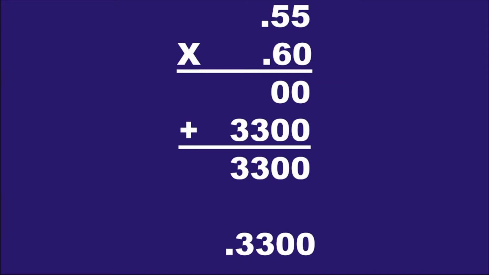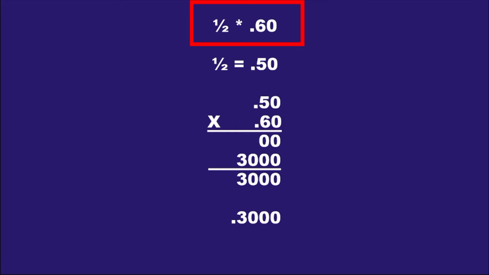So we add 0 plus 3,300 and we get 3,300. Now we add in the decimal place. Anything to the right of the decimal is how many we count. So 0.55 and 0.60. So that's technically 4 places that we have to add decimal. So we've got to take the 3,300 and add a decimal 4 places. So we start from the right and move to the left. So it'll be 0.3300. That's our answer.